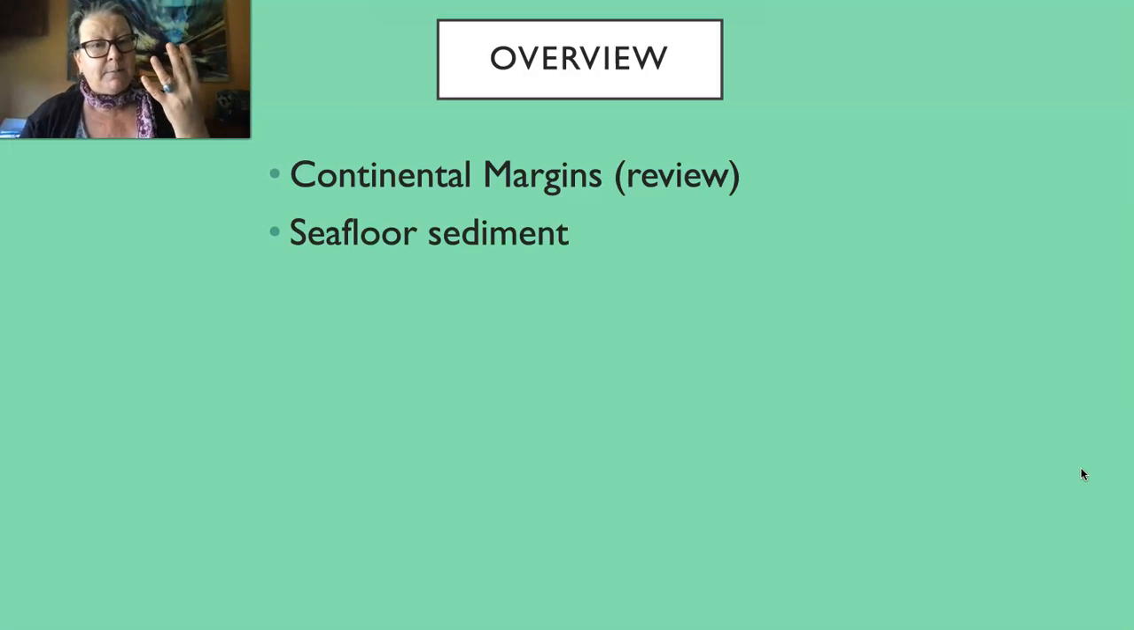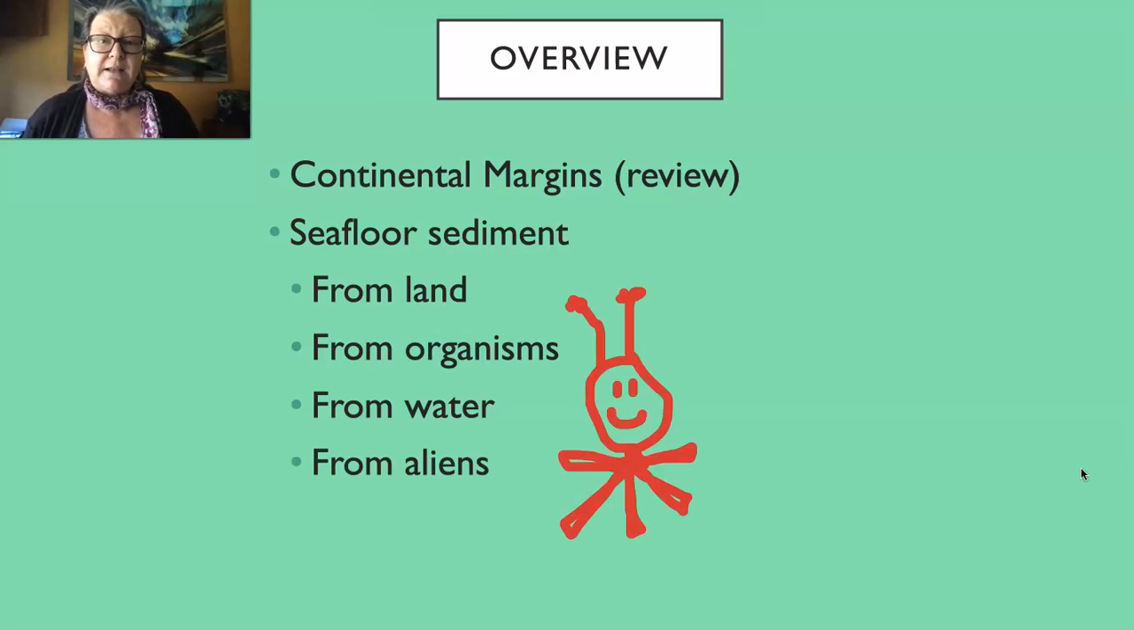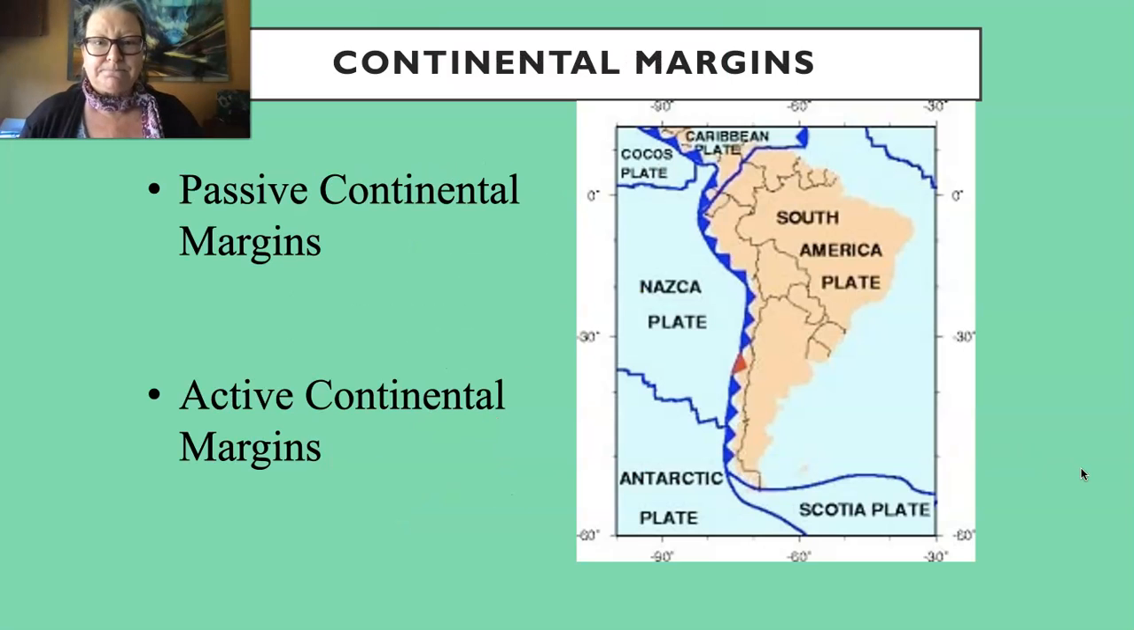There are 4 types of seafloor sediments, and they're classified based on where they come from. So there's sediment that comes from land. There's sediment that comes from organisms that live in the ocean. There's sediment that precipitates directly out of seawater. And then there's sediment that comes from aliens. Just kidding. But there is space dust, which is the 4th type of sediment.